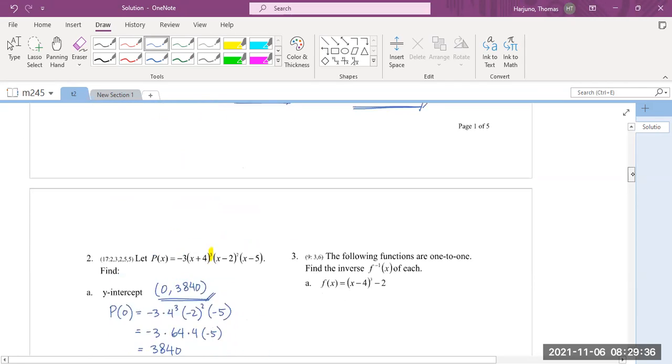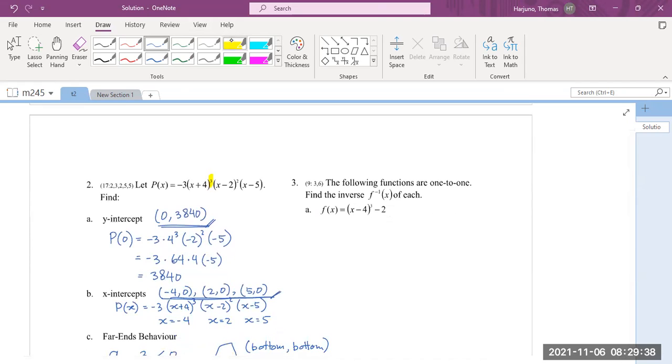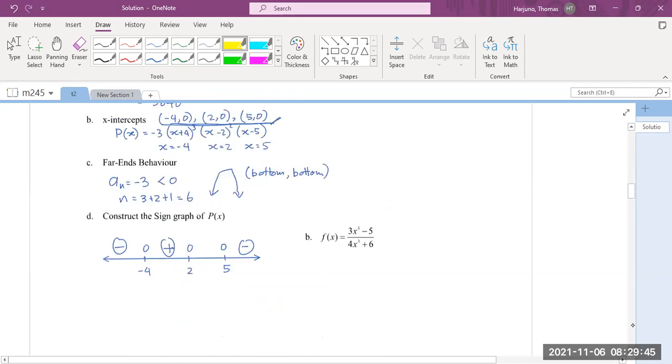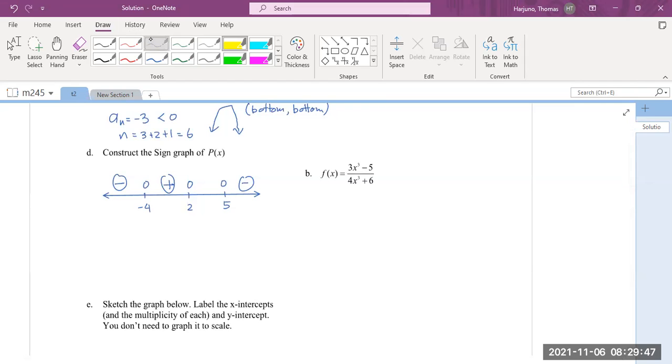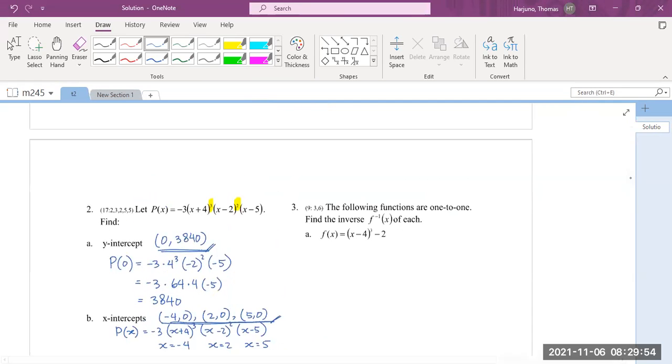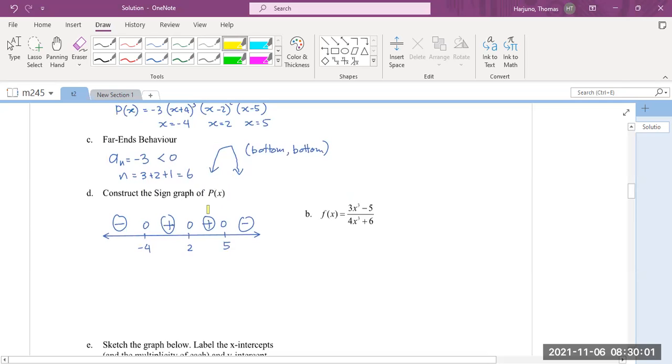Now, how about the multiplicity at 2? x minus 2 has exponent 2, which is even. It is even multiplicity, which means the sign does not change. And to confirm, 5 as a zero has multiplicity of invisible 1, which is odd, meaning the sign on the left-hand side and right-hand side of 5 will be opposite signs.